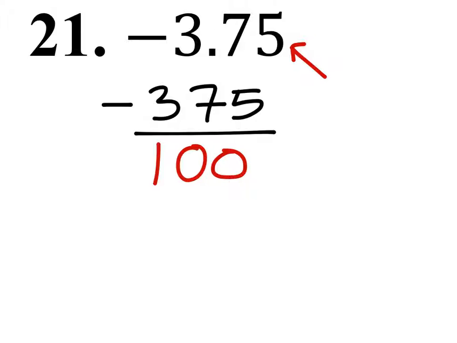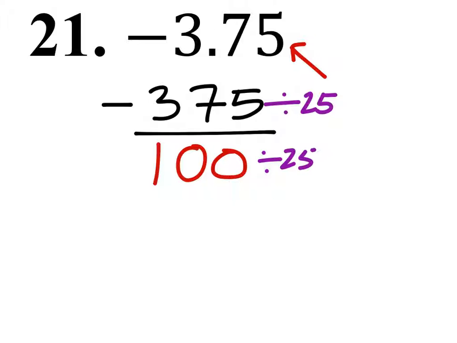Now if you do this much on the test, you're looking at a 2, but you have to simplify it if you want at least a 3. So what would we divide both these numbers by? 25. 25 would be excellent. Why 25? Because they're both divisible by 25, which will allow us to simplify it.